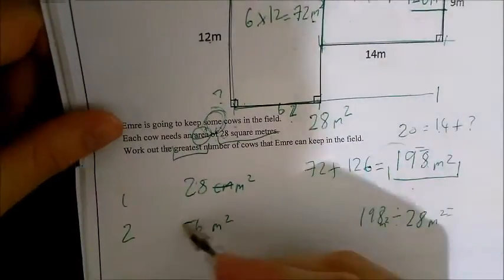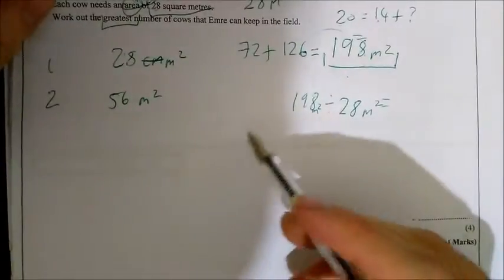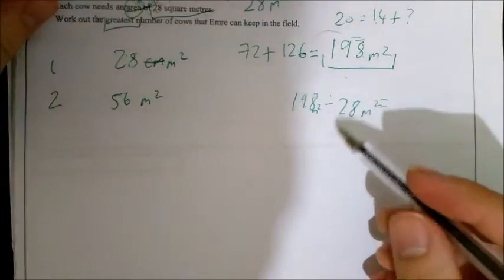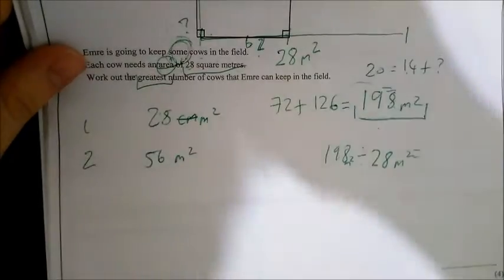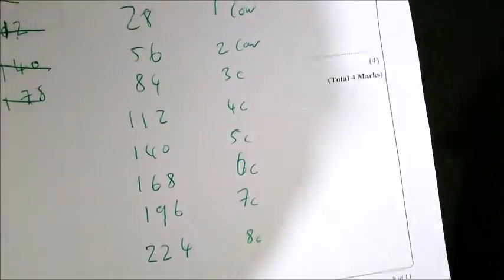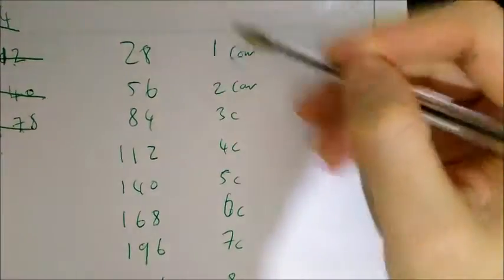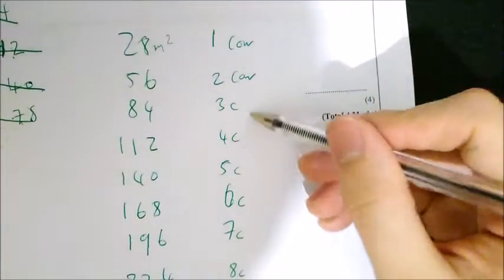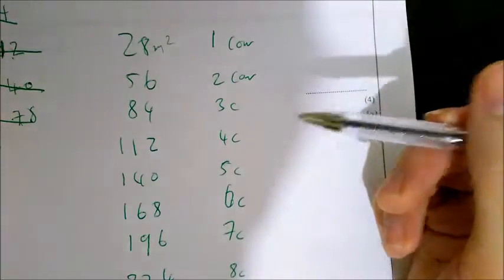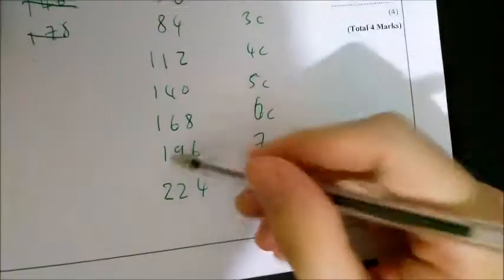So there are 2 ways I could do this. I could write my 28 times tables, or I could use the multiplication method. In this case, I'm just going to write my 28 times tables. Slash, I've done it. So 1 cow needs 28 meters squared to this, and as you can see, 4 cows need 112, 7 cows 196, 224.